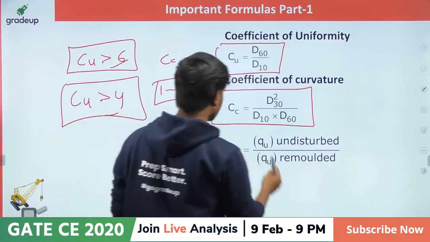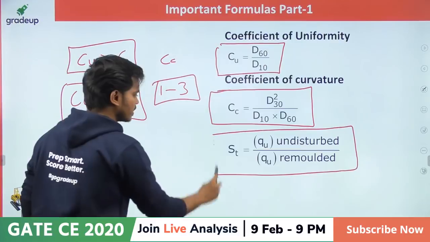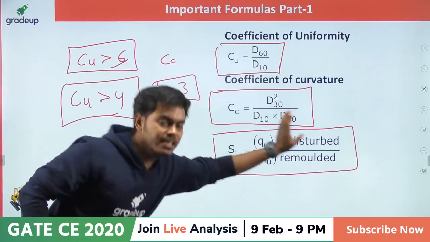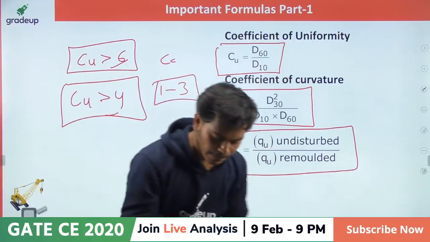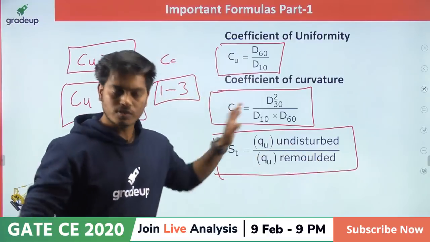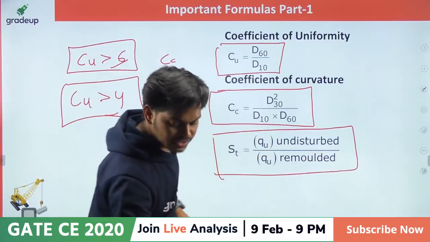Okay, next is your sensitivity. Sensitivity is nothing but what? Your shear strength in its undisturbed state, when I have not touched the sample at that stage, and also when I have remolded it. So this is how you can get the value of sensitivity.